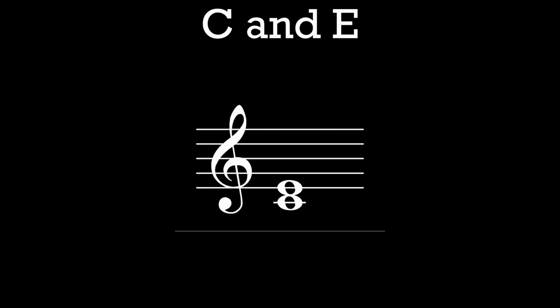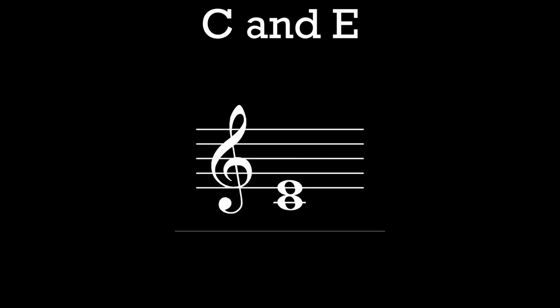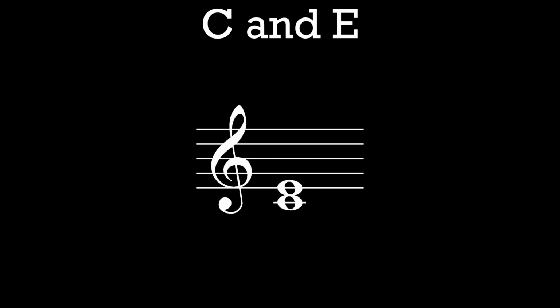C and E. Literally any kind of C major chord. C major 7, C7. I didn't mention this on the previous pair, but C doesn't necessarily have to be the root of the chord. What if it's the third and E is the fifth? Then we're working with some kind of A minor chord in first inversion. Moving on. C and F.